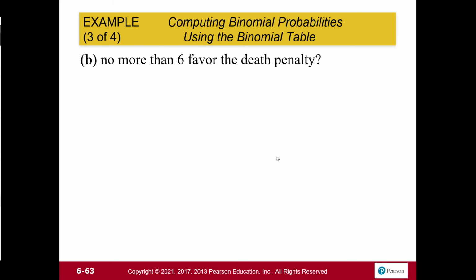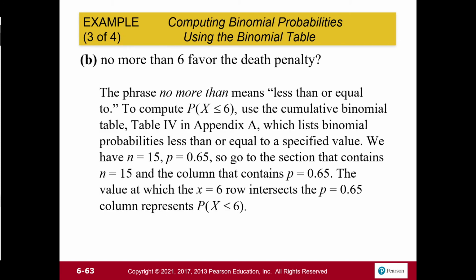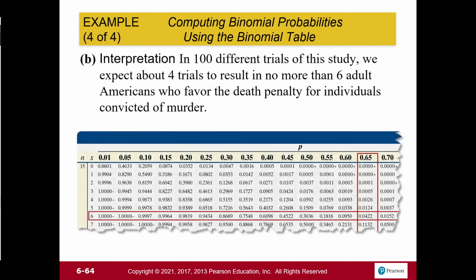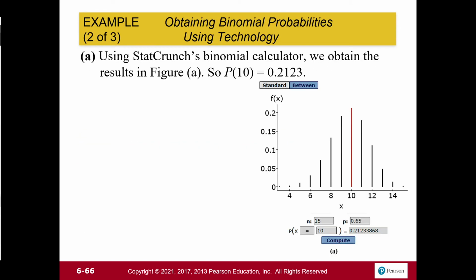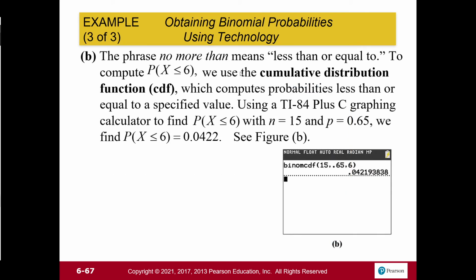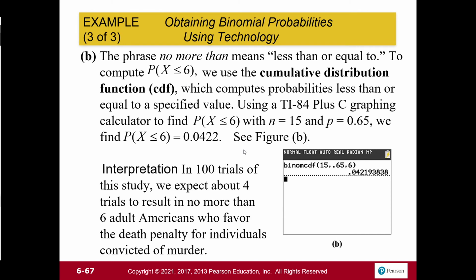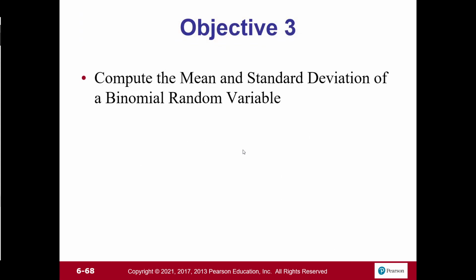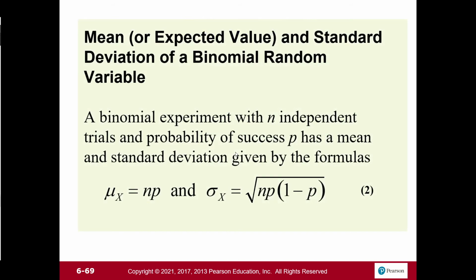No more than 6. So that's 6 and down, and we're actually including 6. So you would do 6 and down, and then add up the rest. They do demonstrate how you would do this using your calculator for the cumulative distribution function, going from 6 and down. All right, we're going to look at how you would use the mean and the standard deviation.